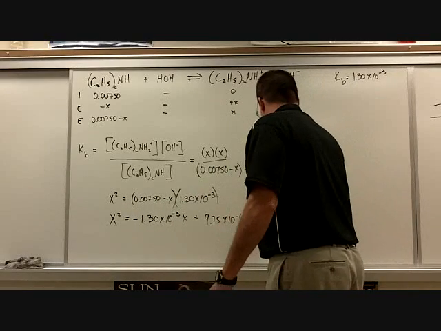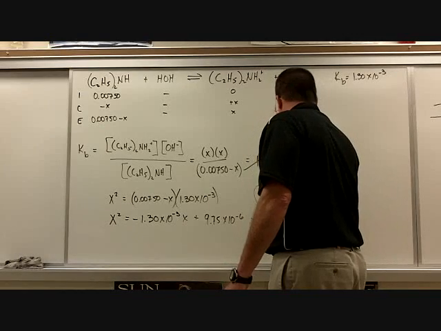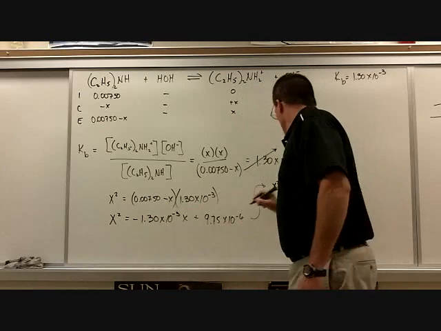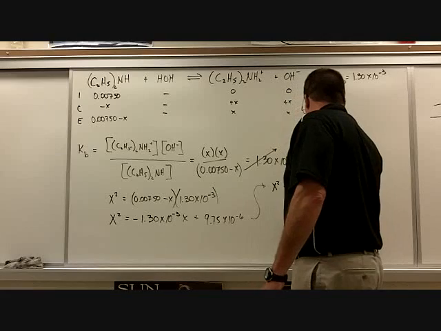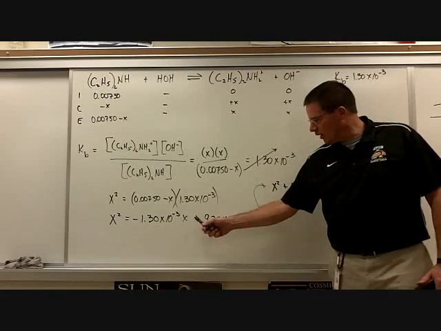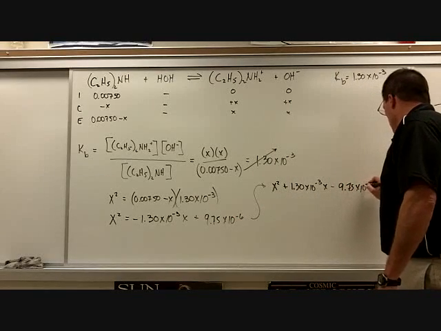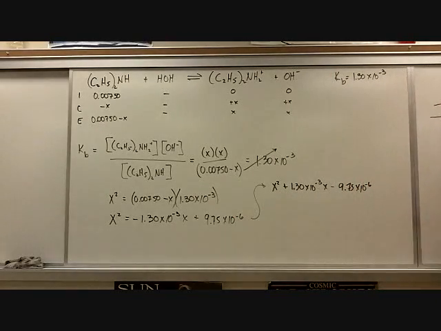So let's do this. x squared plus, I'm going to change the sign, plus 1.30 times 10 to the negative 3 x, and then that sign goes to a negative 9.75 times 10 to the negative 6, and that's all equal to what? 0. Very good.